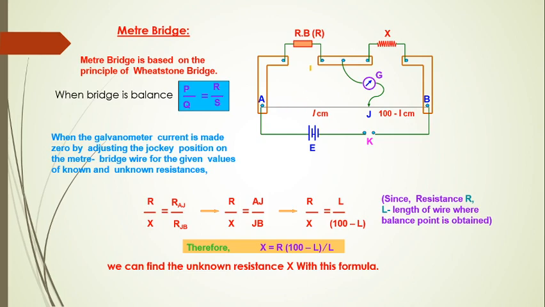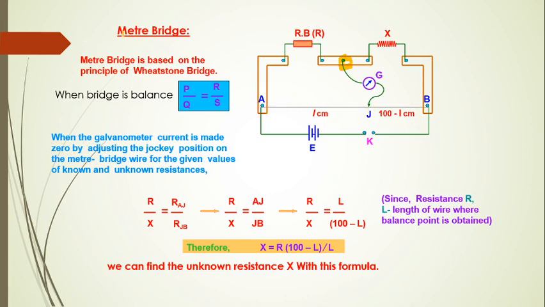What is a meter bridge? A meter bridge is a device used to find the unknown resistance of a wire. It consists of one metallic strip. There is a gap where a known resistance can be connected, and the unknown resistance X, whose value is to be found, is connected in the other gap. This is the point where the galvanometer is connected, and this is the jockey, which can move across the wire.